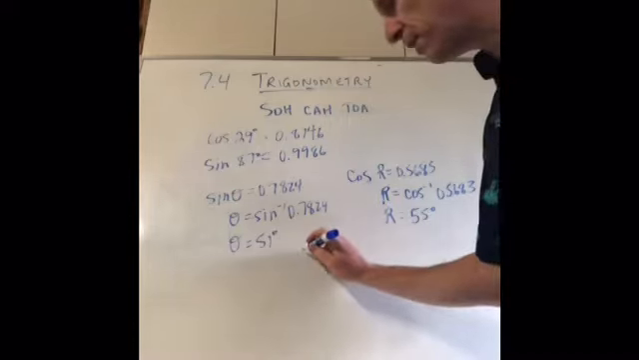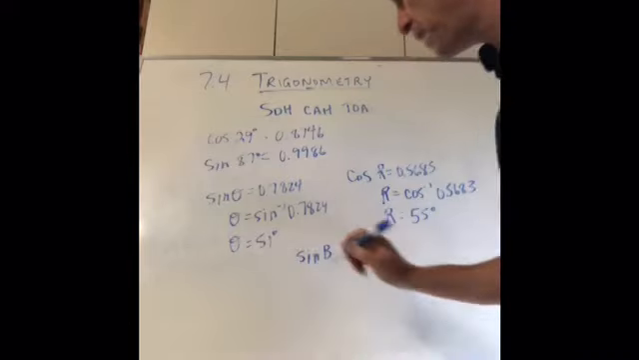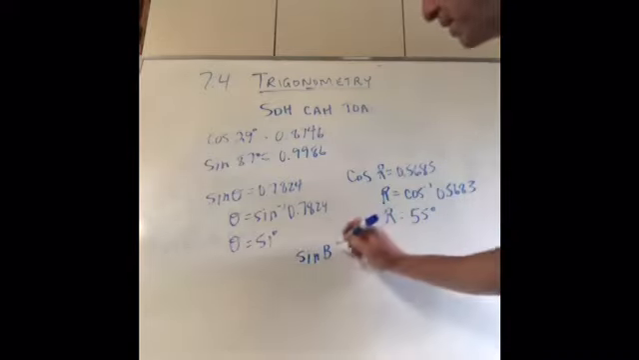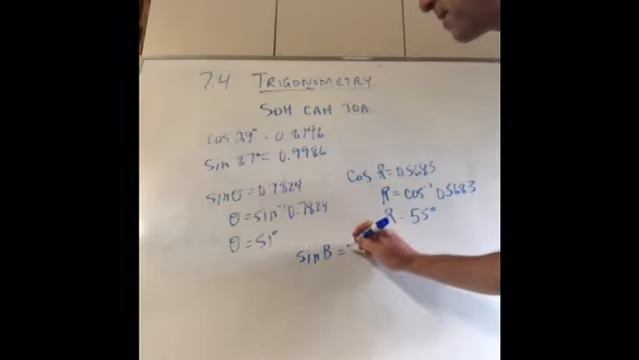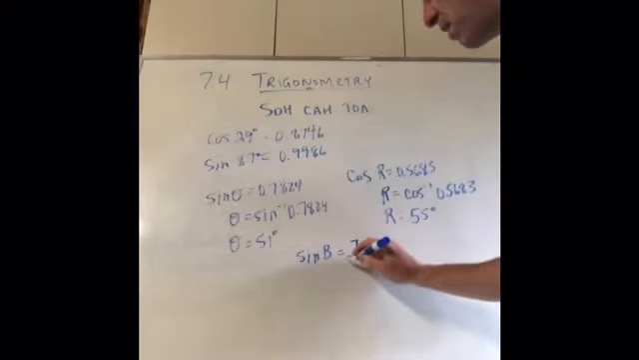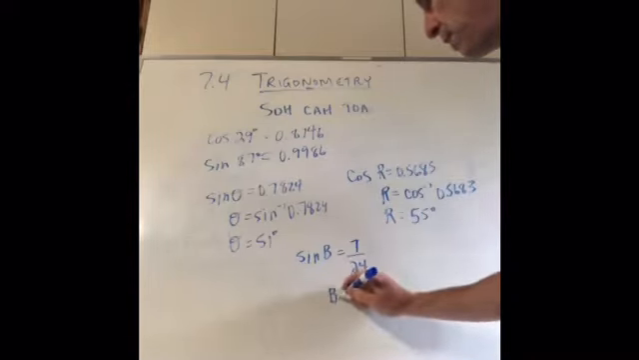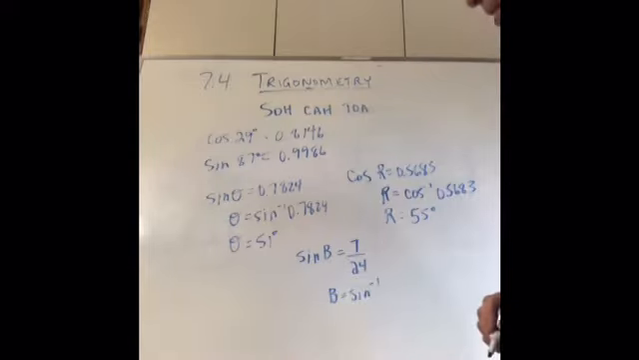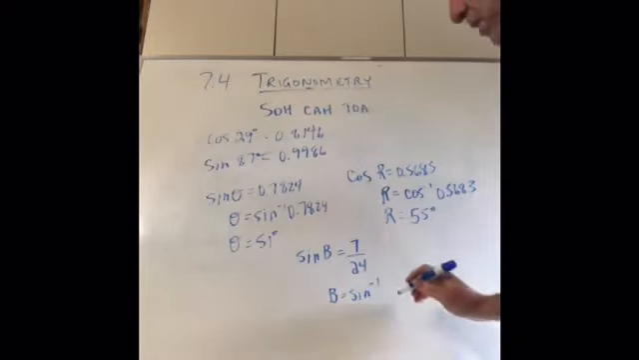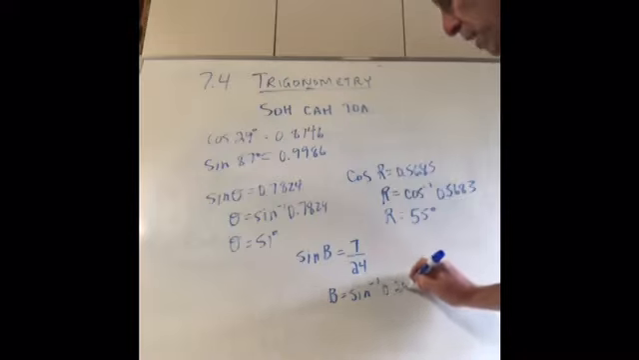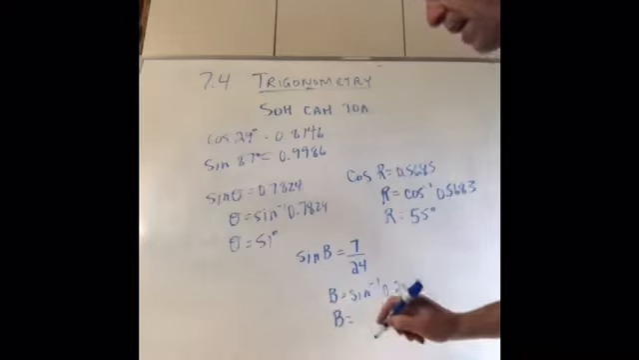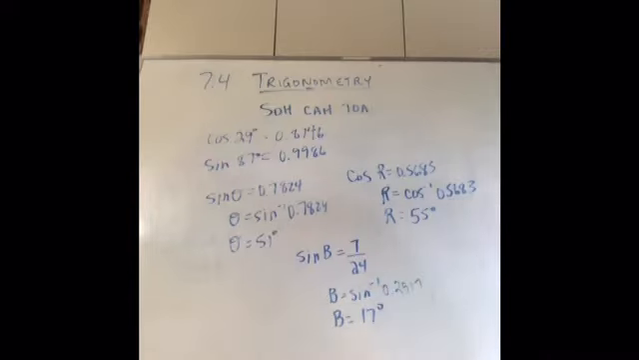And one more question down here. So sine B, we want to find what angle B is. In this case, sine is opposite over hypotenuse. We know that the opposite side is 7 long. We know the hypotenuse is 24. What would that angle B be? So angle B is equal to the inverse function of sine of 7 divided by 24, which is 0.2917. And we get an angle B of 17 degrees. Just that easy. I hope it's easy for you.